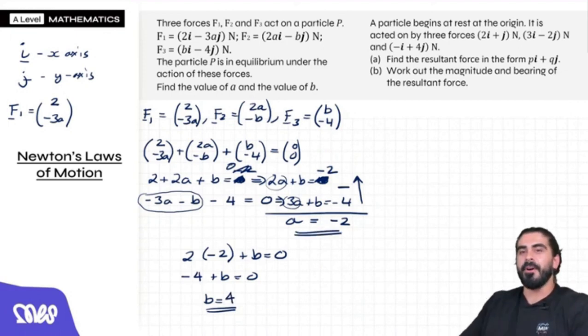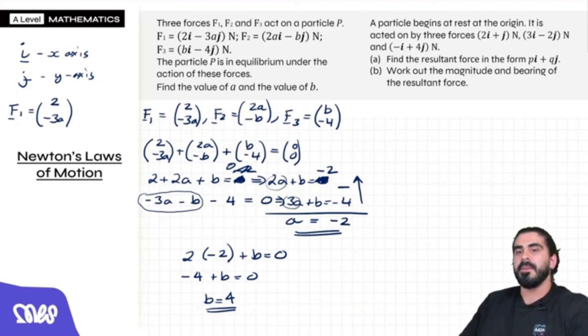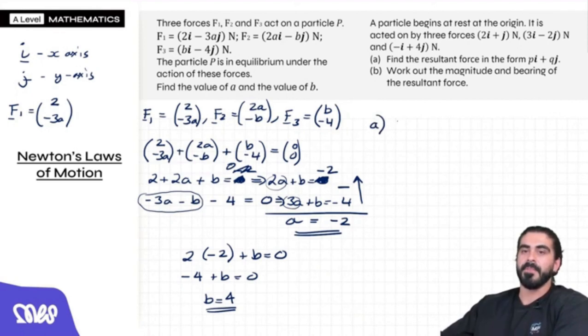All right, next one. A particle begins at rest at the origin. It is acted on by 3 forces, 2i plus j, 3i minus 2j, and minus i plus 4j. And remember, the N means newtons. That's how we measure forces. Find the resultant force. So remember, resultant force means we add all of the forces together. We want to keep them in column form.